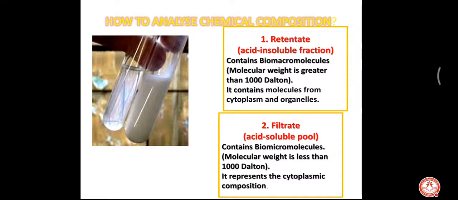The acid insoluble fraction contains biomacromolecules that have molecular weight more than 1000 Dalton, and it includes molecules from the cytoplasm of the cell and cell organelles. And second is the filtrate, that contains the acid soluble pool. Acid means trichloroacetic acid that we use for the grinding of the living cell. It contains micromolecules that have molecular weight less than 1000 Dalton, and it represents the cytoplasmic composition only.